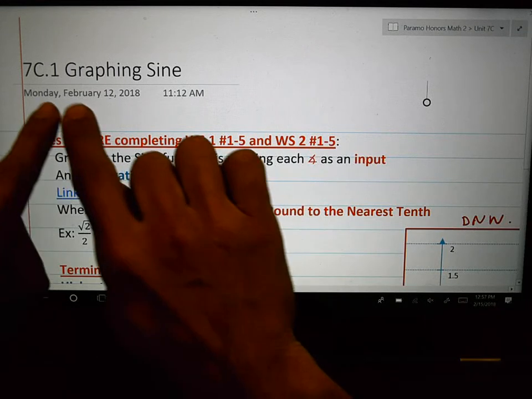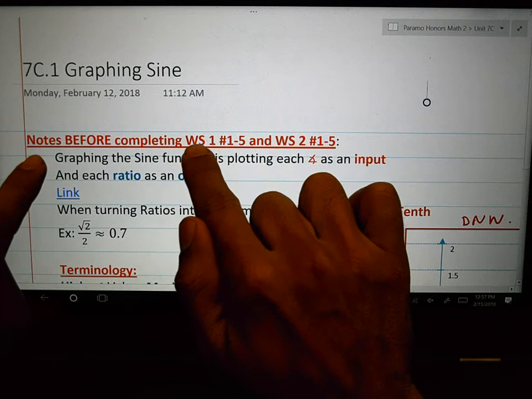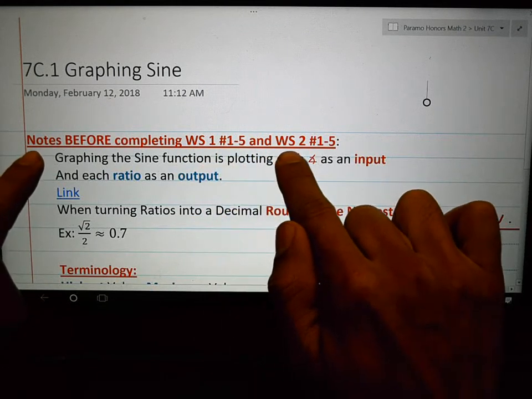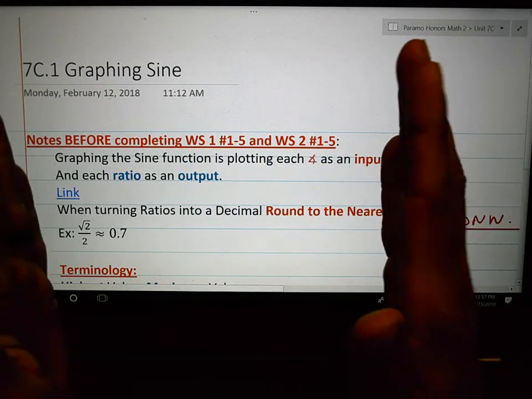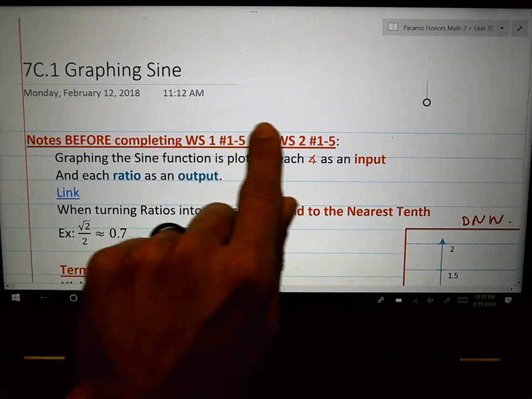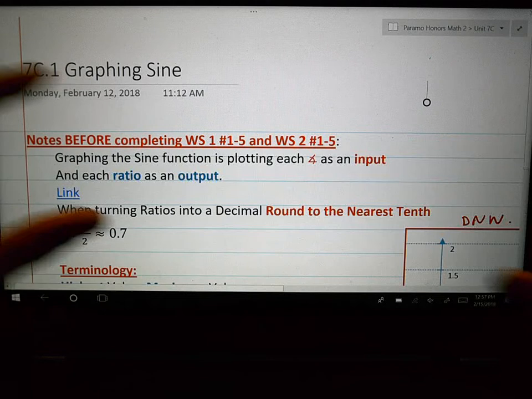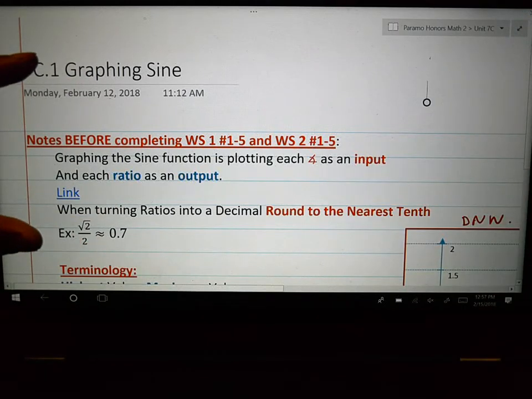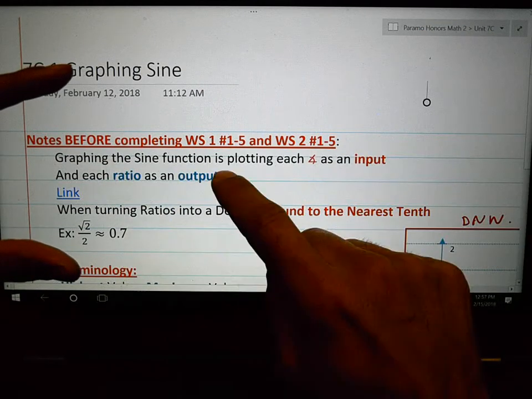Okay? So these notes are for you to be able to do worksheet 1, the whole thing, 1 through 5. And worksheet 2, 1 through 5, which is half of it. You're going to be able to, hopefully, complete worksheet 1, 1 through 5, and answer the first 5 questions on worksheet 2. After we're done with these notes, I'm going to literally give you about 60 minutes for you to start and do this first assignment.